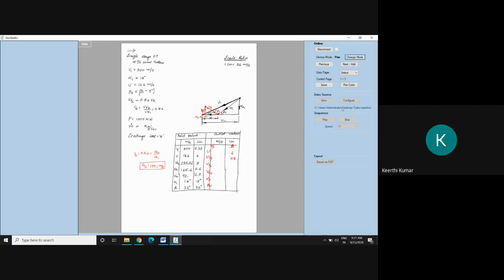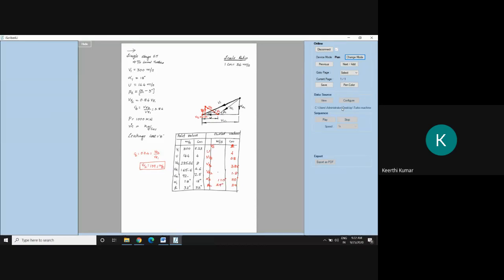Next, VR2, 3.86. VA2, 1.8. And alpha 2, 71 degree. Alpha 2 should be more than 90 degree, no? Oh, yes, 110 degrees. What about beta 2? 29. So here I can write directly 110 degree and 29 degrees.